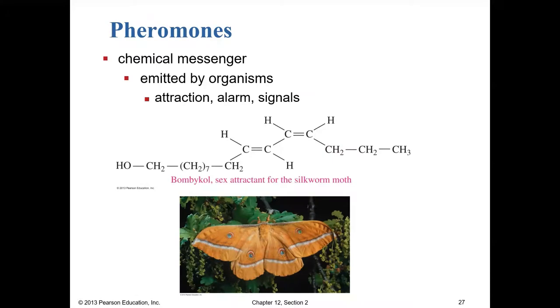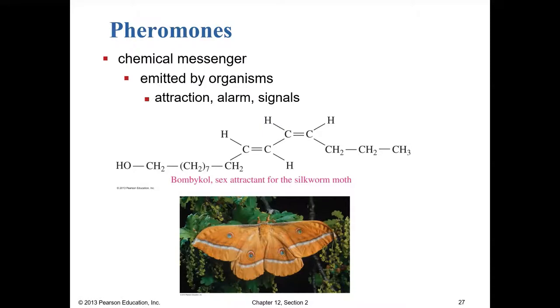Isomers in pheromones, hormones, and a few other things are actually really important. So pheromones are chemical messengers. They're emitted by organisms. They work to help in attraction, alarm, and just signals in general. And this is just one example of the silkworm moth. We also see them even in spices, and we'll talk about that in a minute.